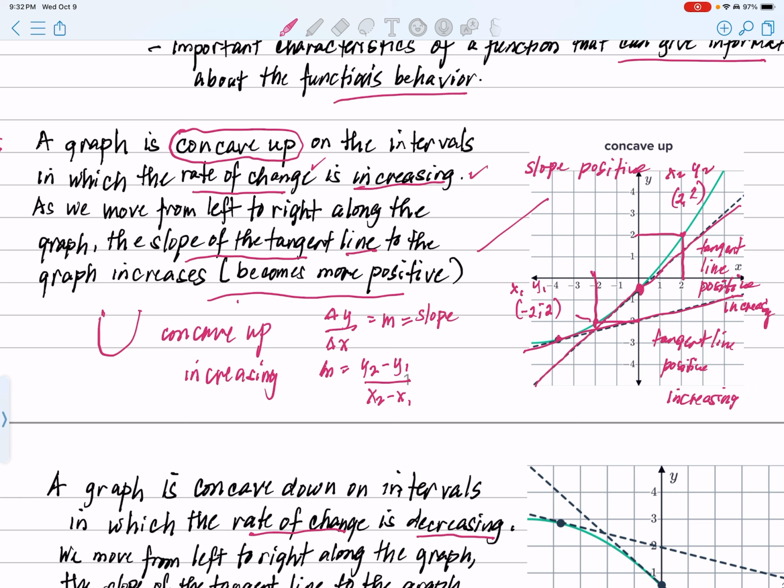So y2 is 2 minus y1, which is negative 2. Then x2 is 2, minus x1, which is negative 2. So 2 plus 2, that's 4, over 4.